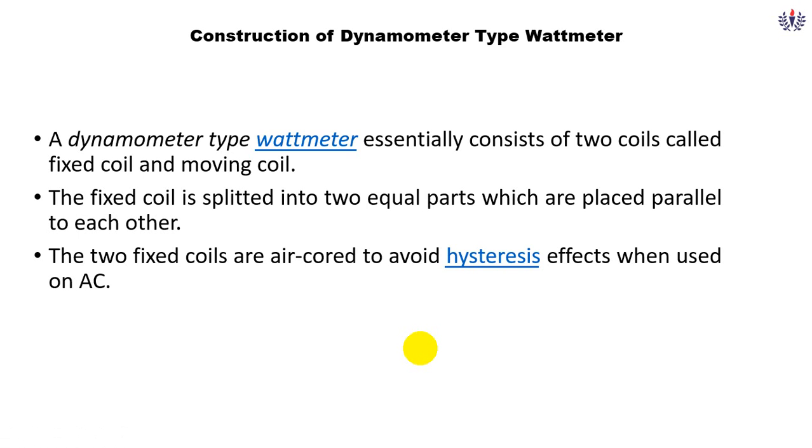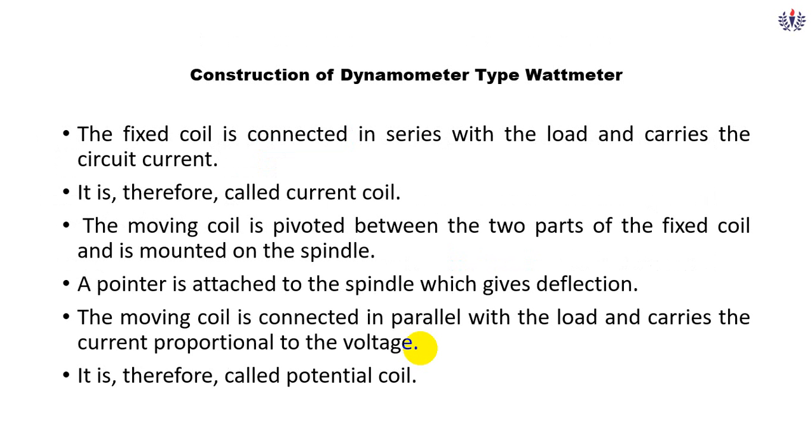Maybe in motors and all, you may be using a silicon core or soft iron core, but here it is air core to avoid the hysteresis effect which occurs on AC. Hysteresis we know already, it is nothing but the magnetic cycle in a magnetic material. So we are using such air cored coils.